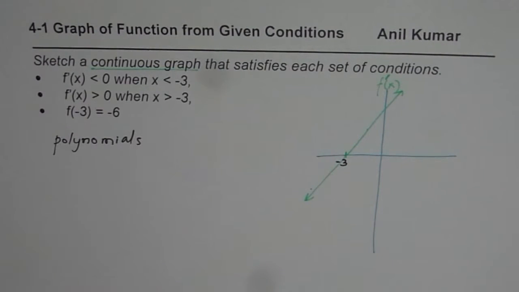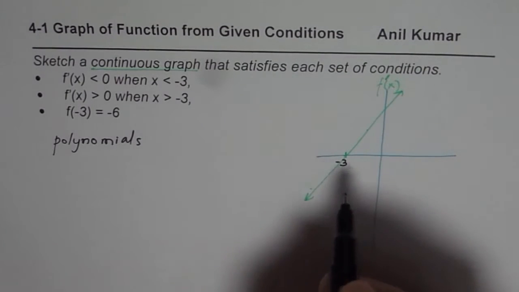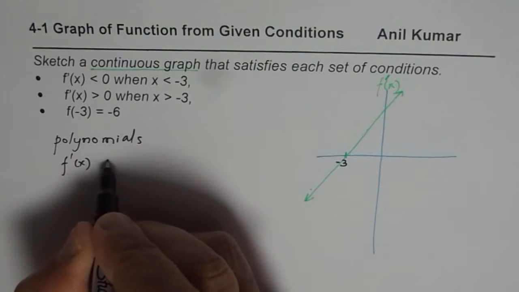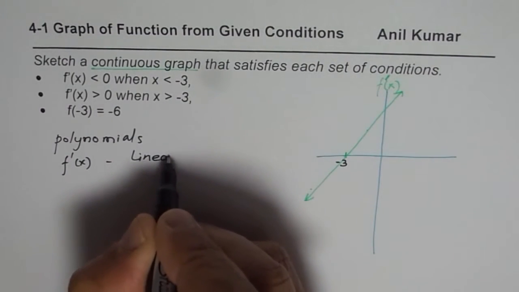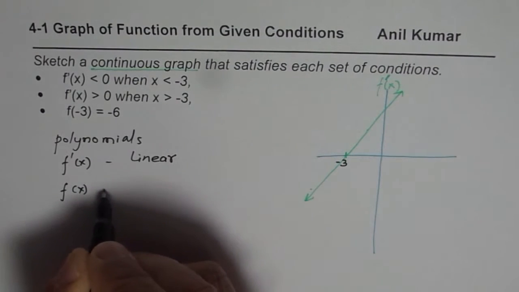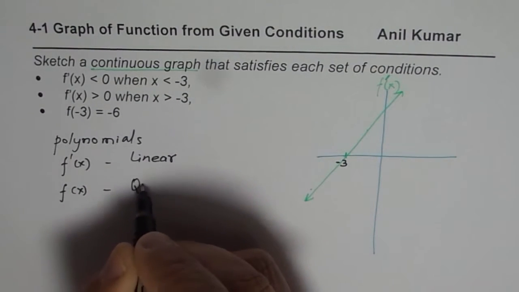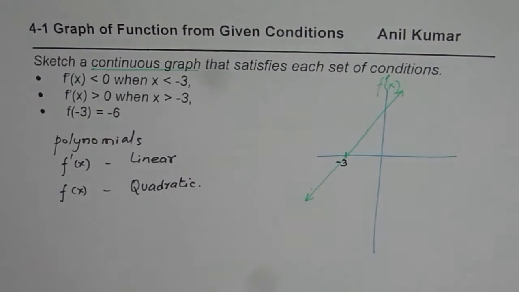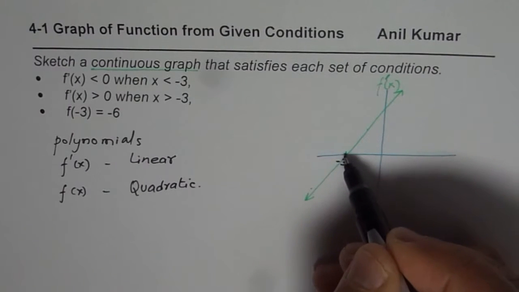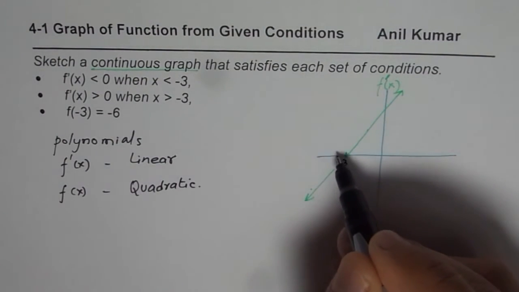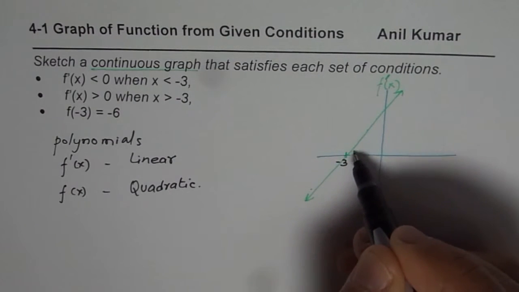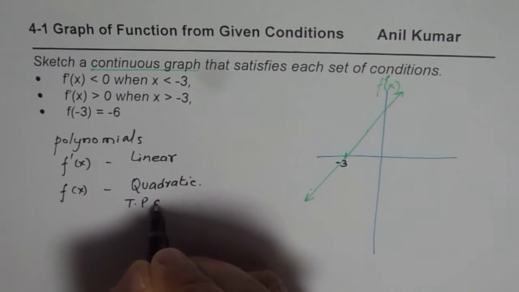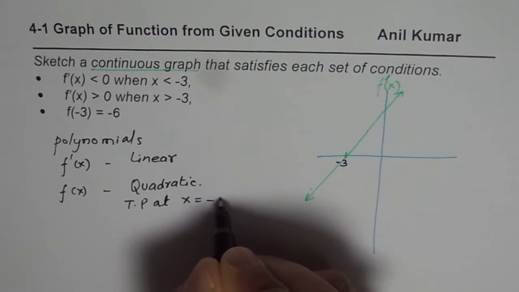Now we need to find the graph of the function itself. So what we notice here is that f dash x, f prime x, or the derivative of the function, is linear. So what do you expect the function to be? The function should be quadratic, one degree higher. So that is what you should expect. Now, negative on the left side of -3 means it is going down, and positive means coming up, and that is the turning point. So quadratic, and it has a turning point at x equals -3, right?